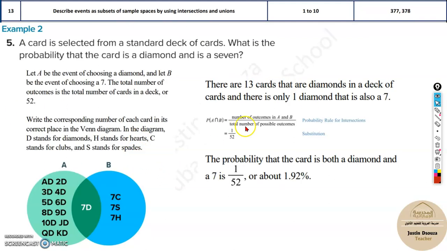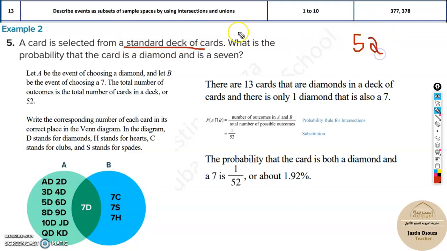Now, over here, it's about cards. Let's do this problem. A card is selected from a standard deck of cards. What is the probability that the card is a diamond and is 7? So now we need to understand about a standard deck. There are 52 cards.